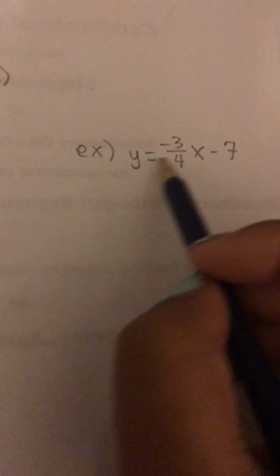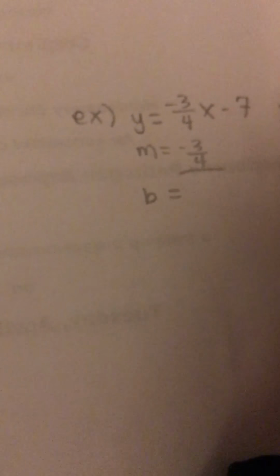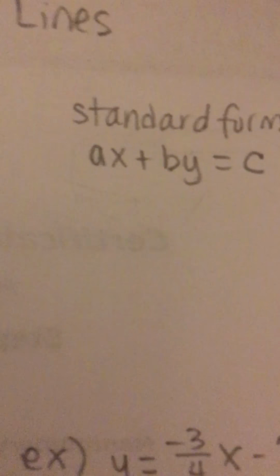So here's another example, slope-intercept form. It says y equals, so we're good. So our slope would be -3/4. No need to change anything there. And our y-intercept would not be 7, but it'd be -7. So yeah, when it's in slope-intercept form, easy. But what happens when it's in standard form?